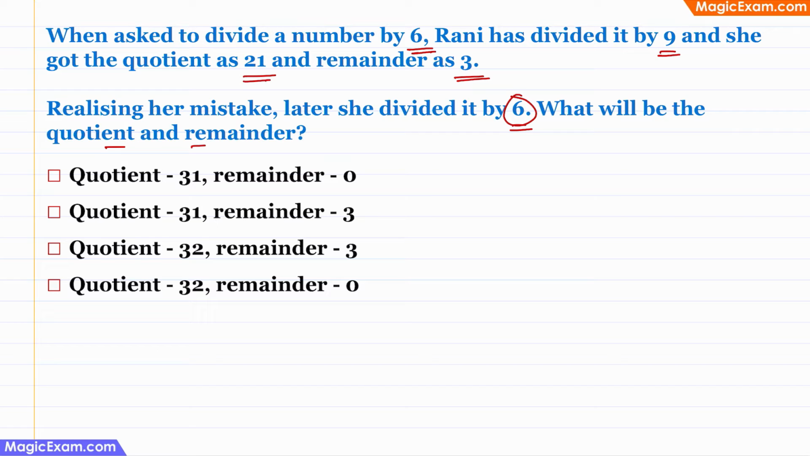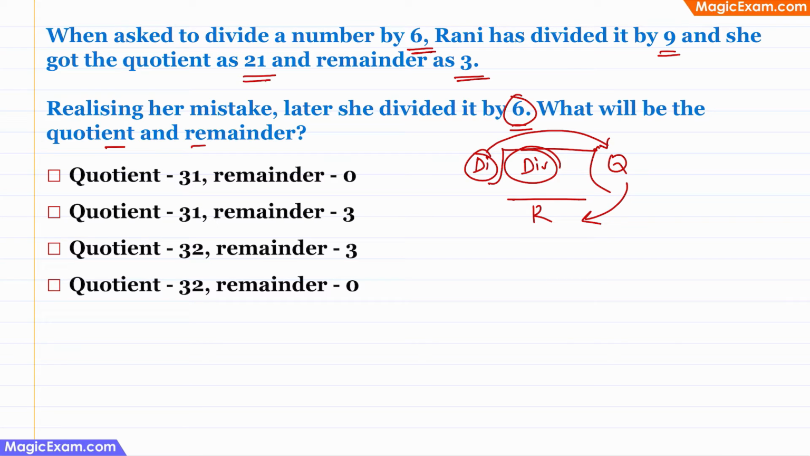Now, you know that the number here is the divisor and the number here is the dividend, and what you get here is the quotient, and at the bottom you will get the remainder. So if you multiply the divisor with the quotient and add the remainder to that number, then you will get the original number here, that is the dividend. So we know that Rani divided the number by 9. So we'll take 9 here. And what was the quotient? She got the quotient as 21. So 21 here. And what was the remainder? The remainder was 3. So 3 here.